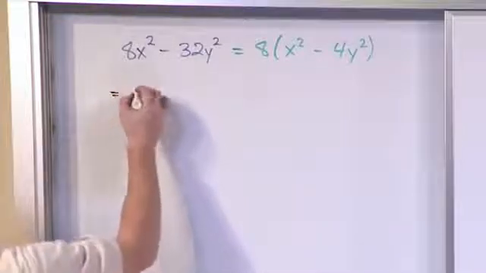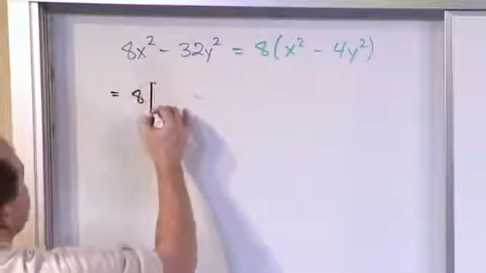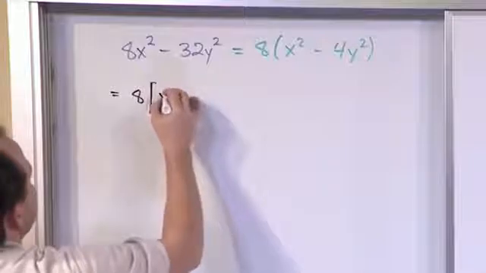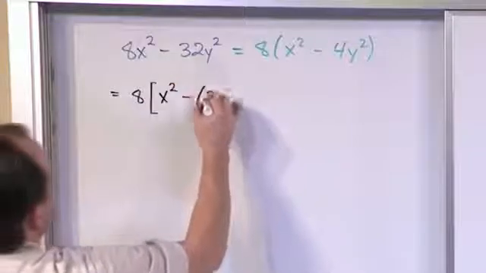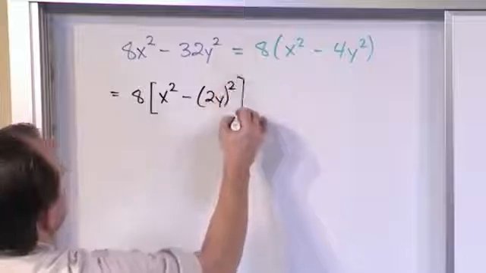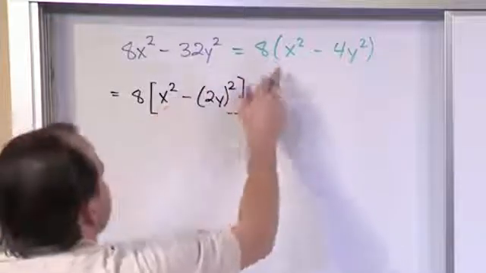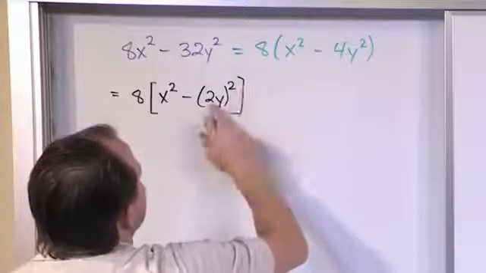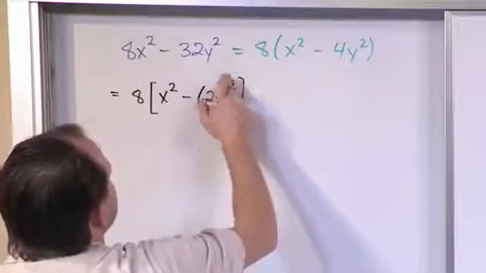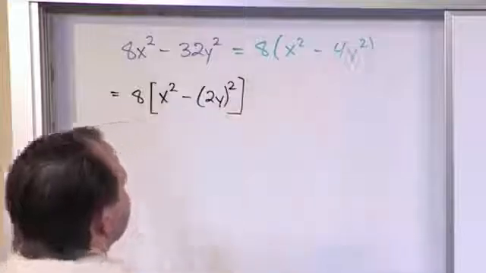So before we get ahead of ourselves, let's write it like this. We'll open a bracket just to make it clear. We'll have x squared minus (2y) all squared. Now you can see what I've done here. x squared stays the same, and I change this to (2y) all squared because I know when I distribute that exponent in, I'm going to get back what I started with.